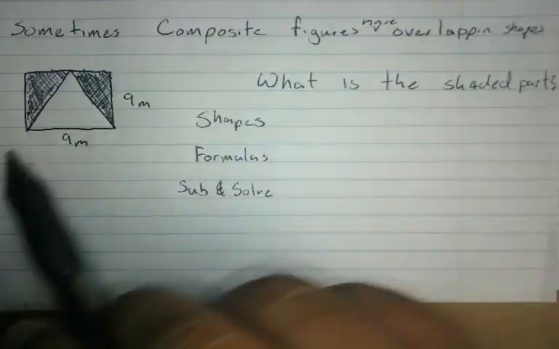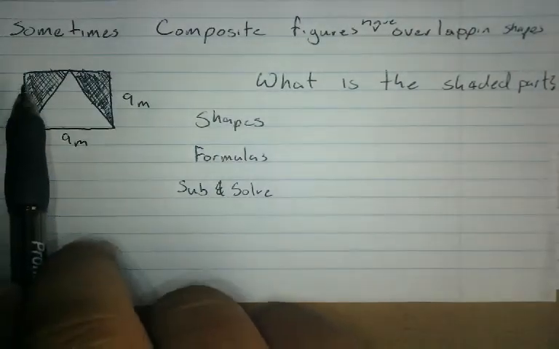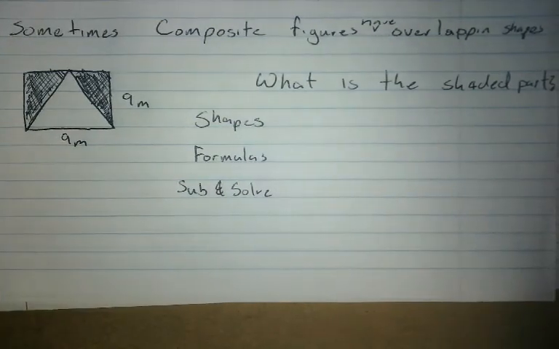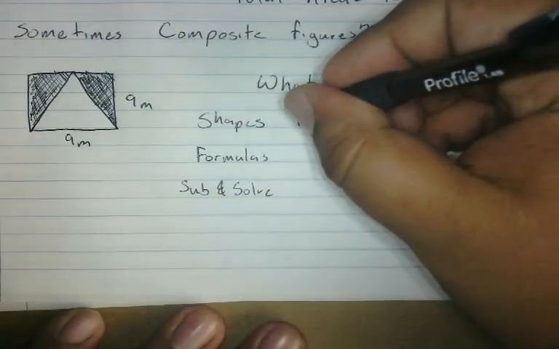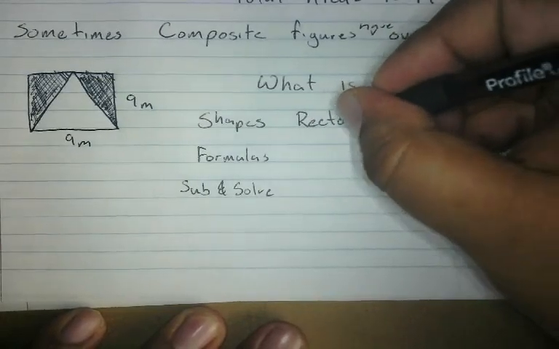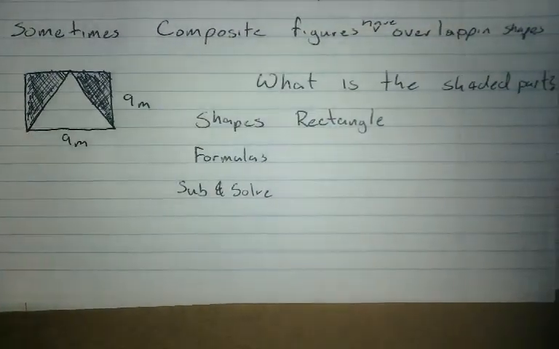So the first shape I want to figure out is, well, the whole thing. What shape is the whole shape? Well, the biggest shape I have right here is that square or rectangle on the top. So a square is just a special rectangle, so I'm going to use the formula for a rectangle, even though it is a square. It is just a special type of rectangle, so I can use the formula.